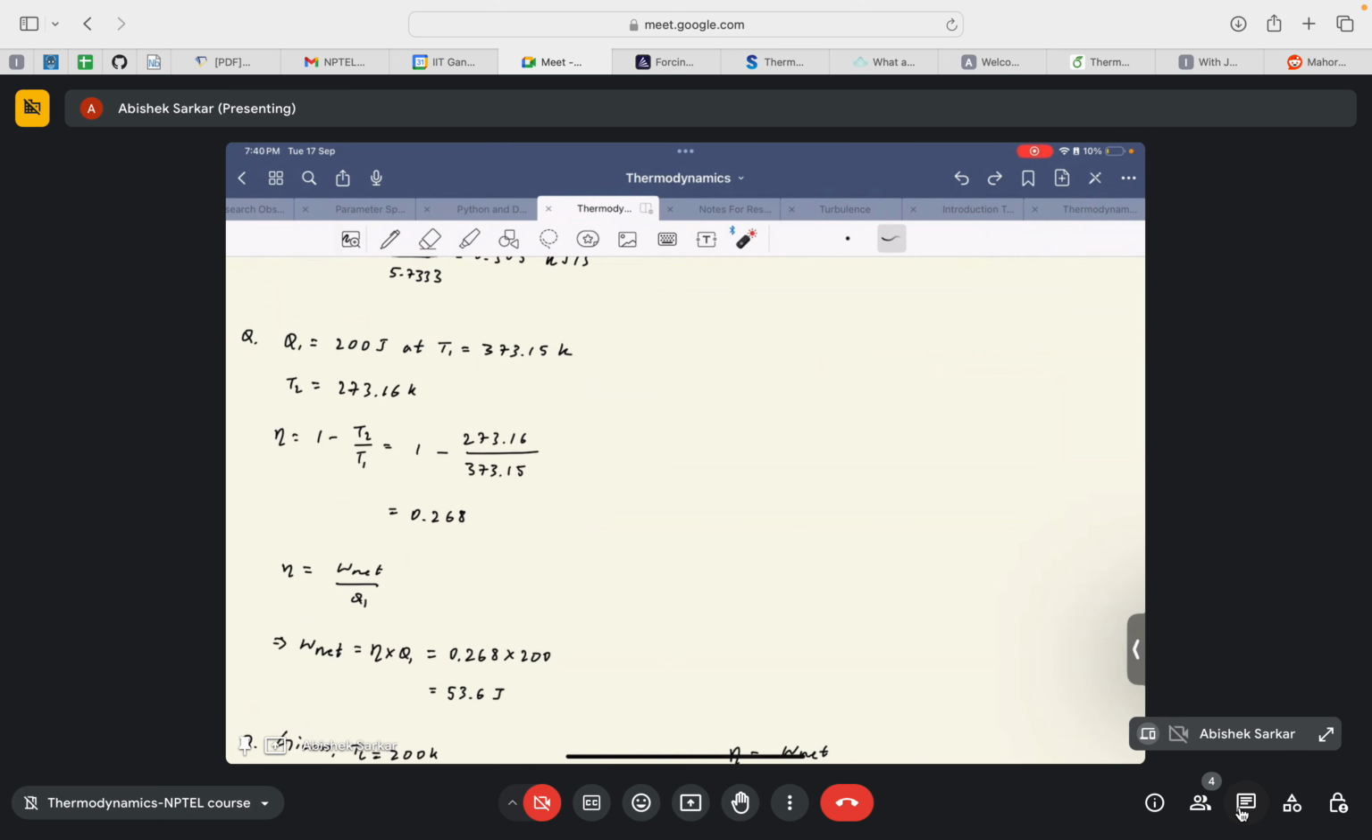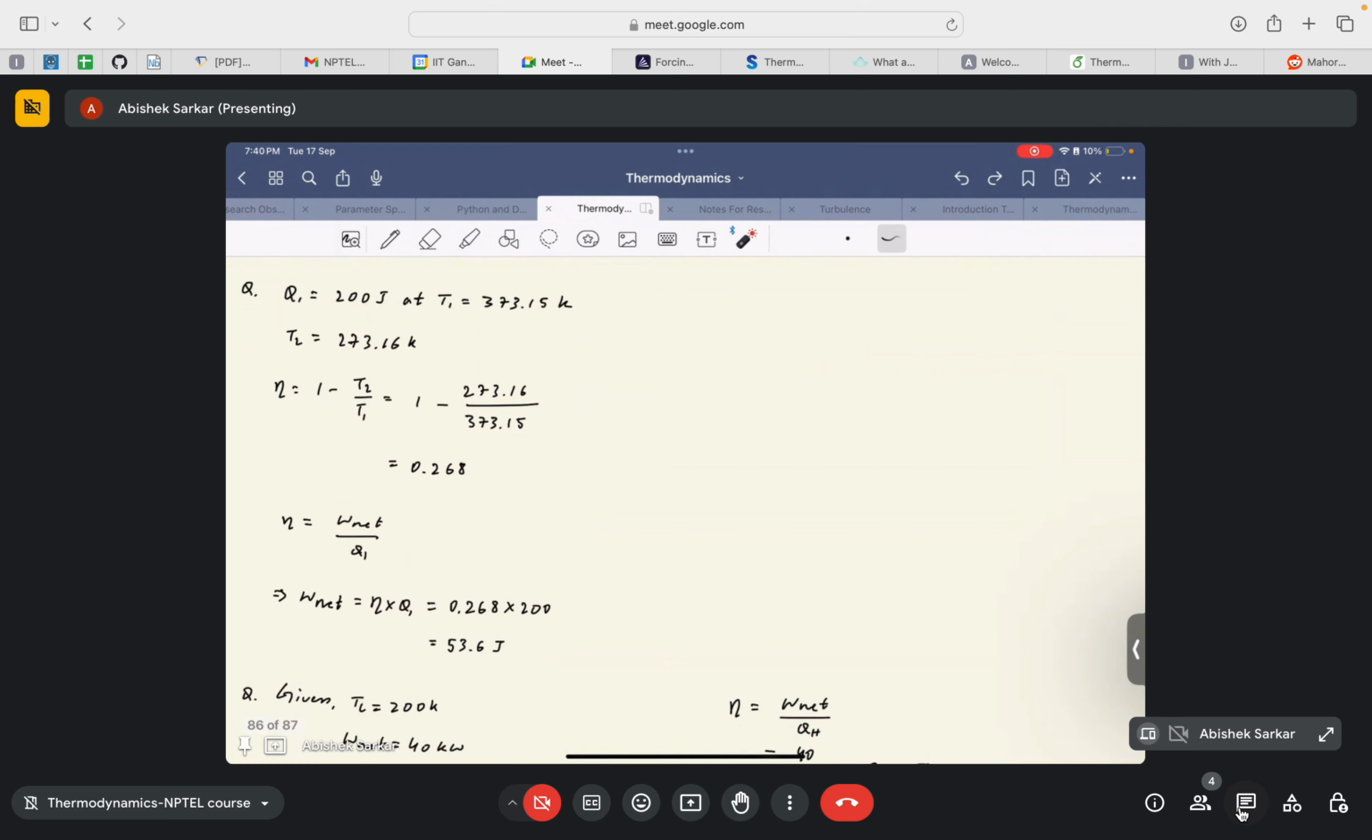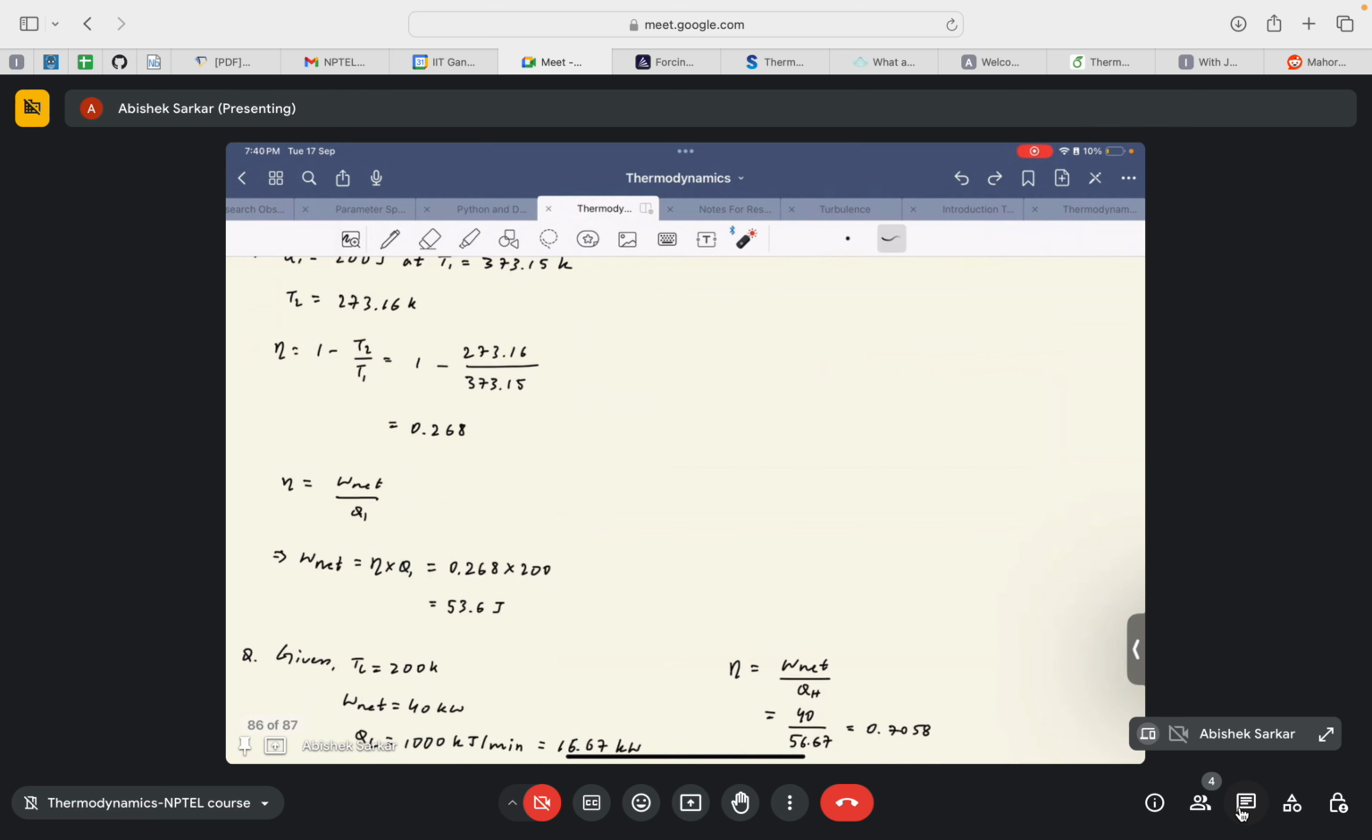Now, efficiency eta can be easily found out as 1 minus T2 by T1, or TL by TH. So 1 minus 273.16 by 373.15, you get eta as 0.268. Now we also know that eta is W net by Q1, right? So W net can be found out by eta into Q1, that will be equal to 0.268 into 200, or W net is 53.6 joules.